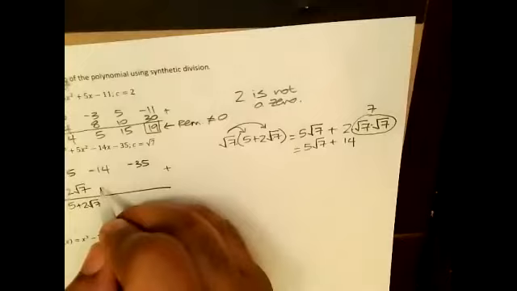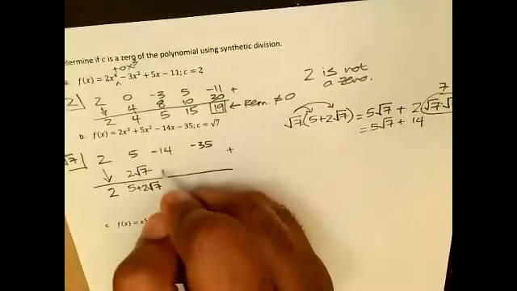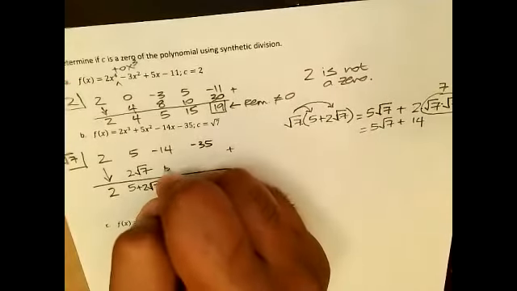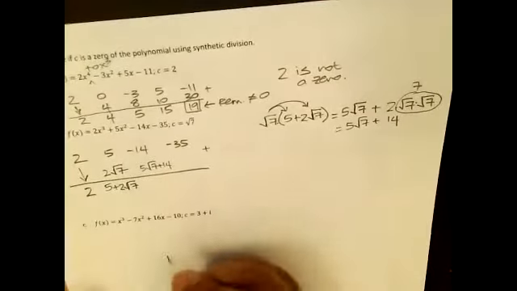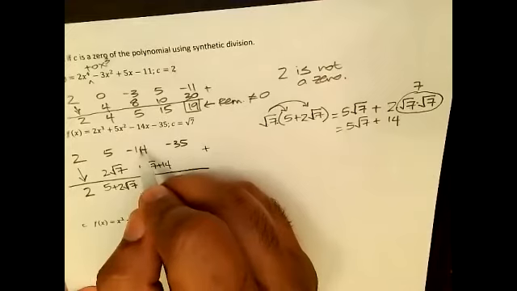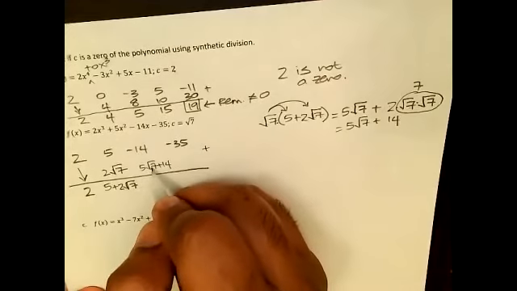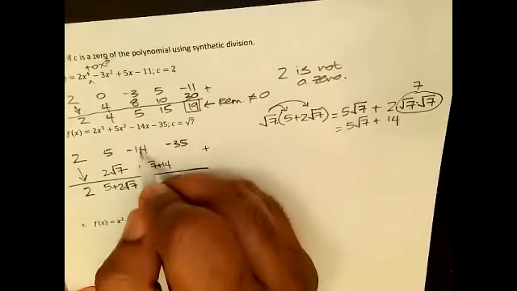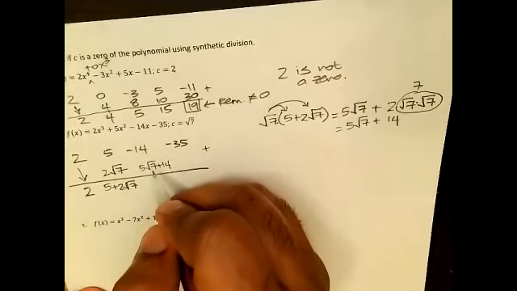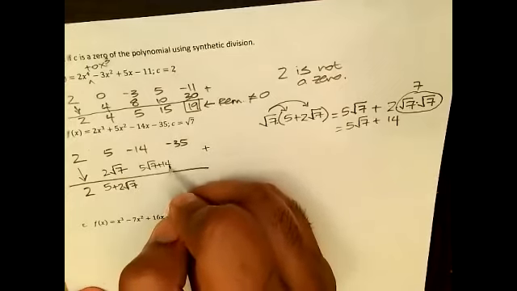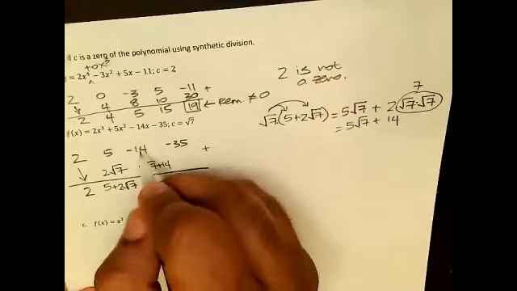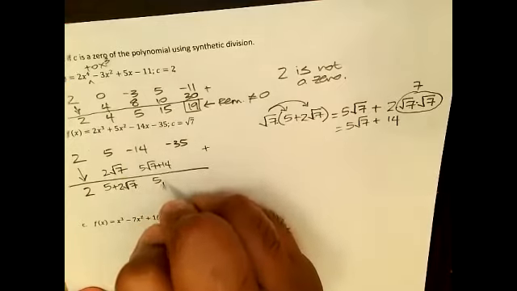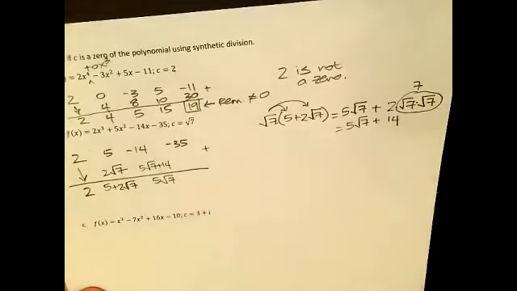So that is what I'm going to put right here in my synthetic division. 5 square root of 7 plus 14. Now I have to combine the negative 14 and the 5 square root of 7 plus 14. You'll notice when I combine these two numbers together, the negative 14 and the positive 14 are going to end up canceling out. And what I'm going to get is simply 5 square root of 7.